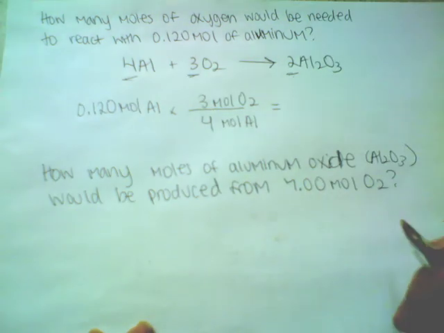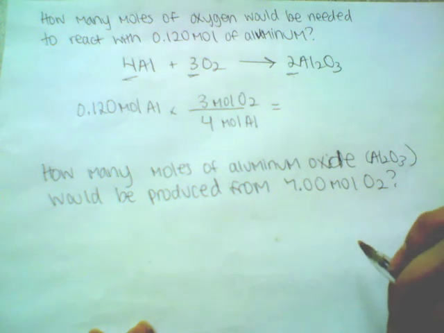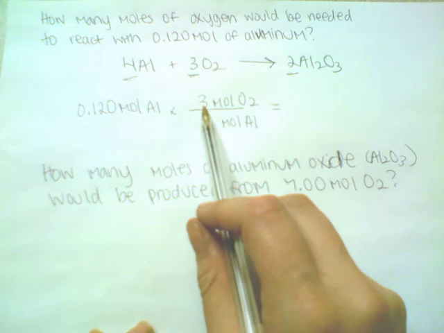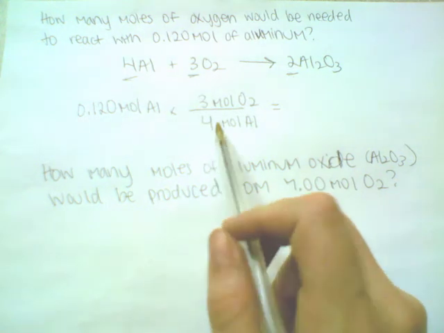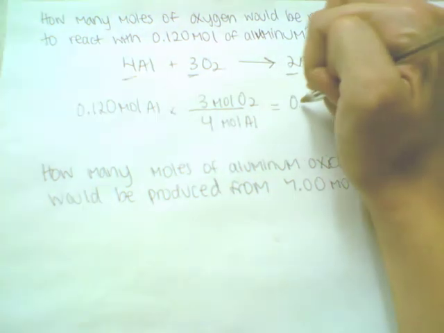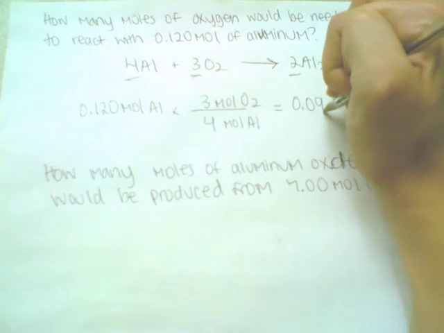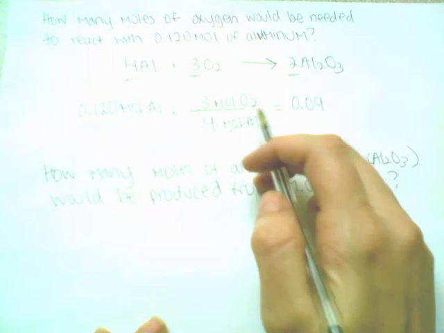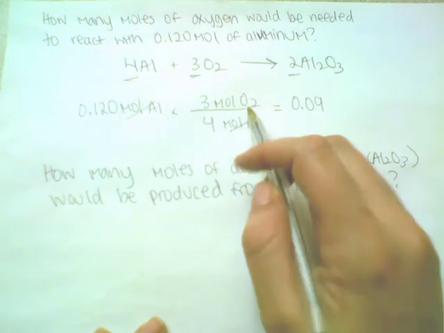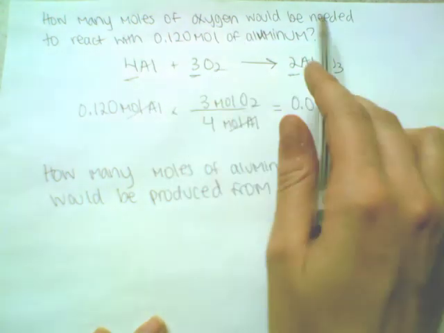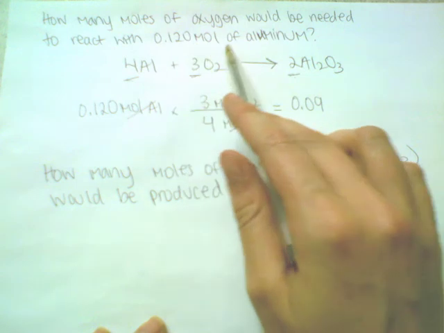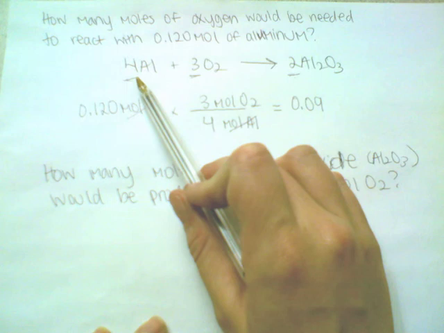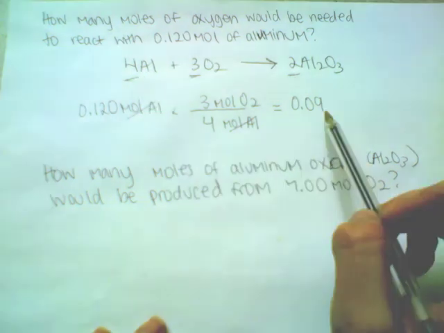Now you're going to multiply the numbers on the top and divide by the numbers on the bottom. 0.120 times 3 divided by 4, you will get 0.09. We canceled out moles of aluminum. We were looking for moles of oxygen. How many moles of oxygen would be needed to react with 0.120 moles of aluminum? So if we're changing the amount of aluminum that we add into the equation, now how much oxygen are we going to get?